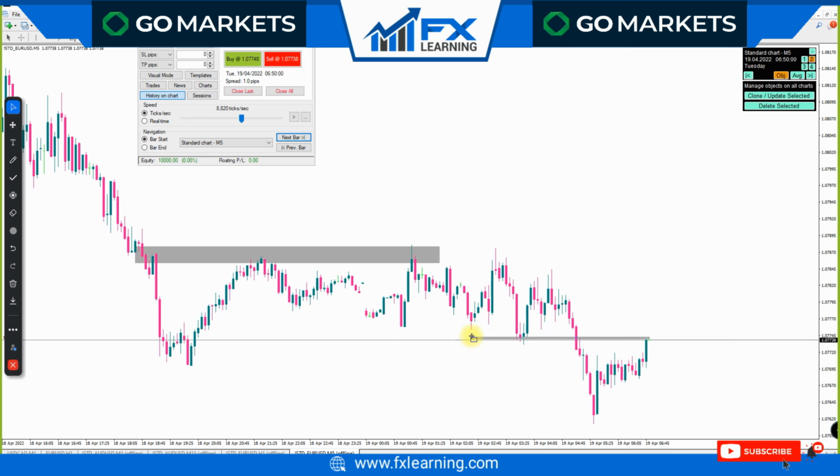So now, not only have I got the 1 hour in my favor, I've also got the 5 minutes in my favor. I'm going to make this black. I've got the lower low and the lower high. I've got the previous low. So downtrend, pullback, downtrend, pullback. We take a sell.